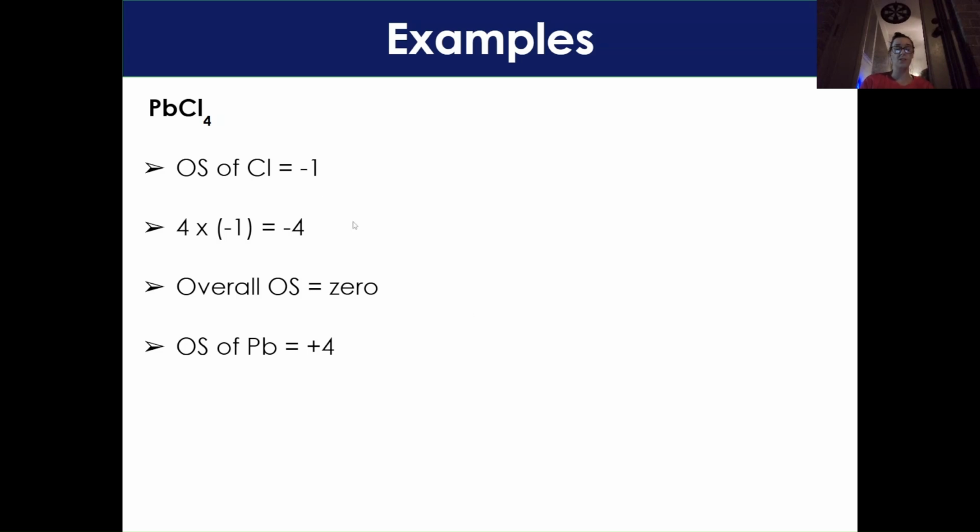So in this case, the oxidation state of lead is +4, and the oxidation state actually is the oxidation number because this actually is an ionic compound that has a transition metal in it.